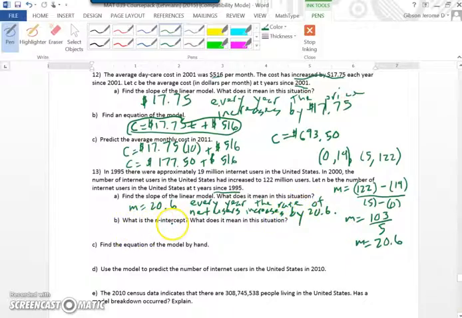Now, B, it says, what is the n-intercept? We already found that here. It would be 19, or 0, 19. And now they ask, what does it mean?